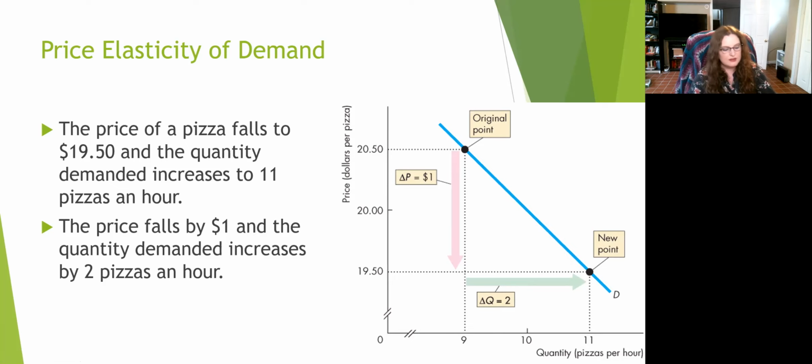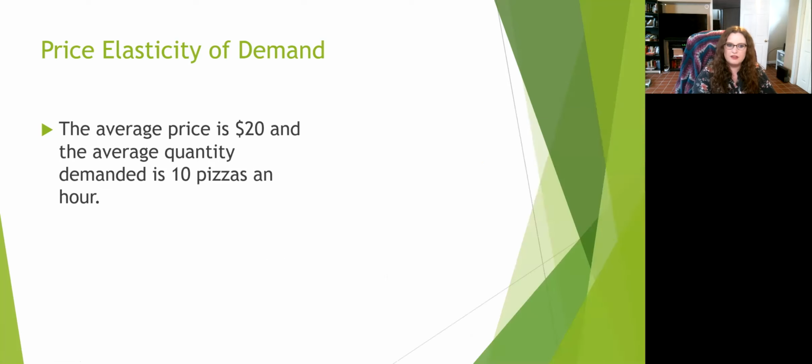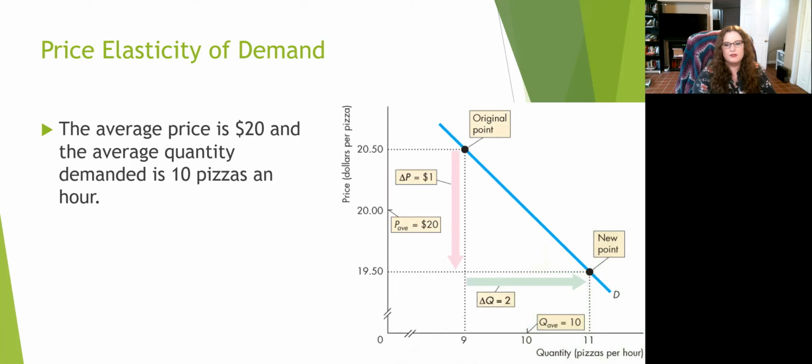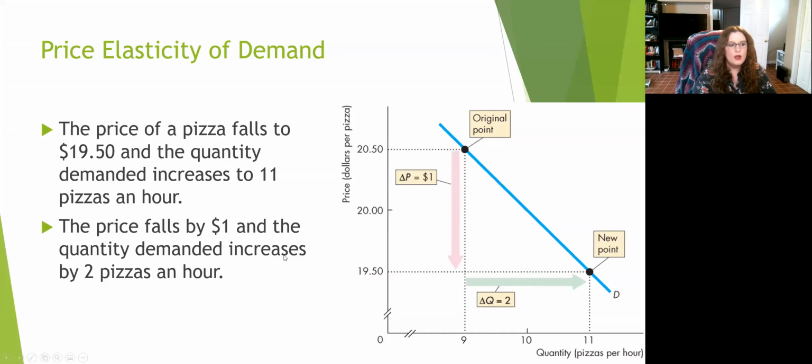Well, we have to figure out, is that a lot? We don't know if that's a lot. We got to figure out if that's a lot. So we have to look at what these price changes are. What does that mean for the average price and quantity? Well, we see that our initial price was $20.50. Our new price is $19.50. What's halfway in between these two? Well, that's $20, right? It's 50 cents on either side, so $20 is our average price.